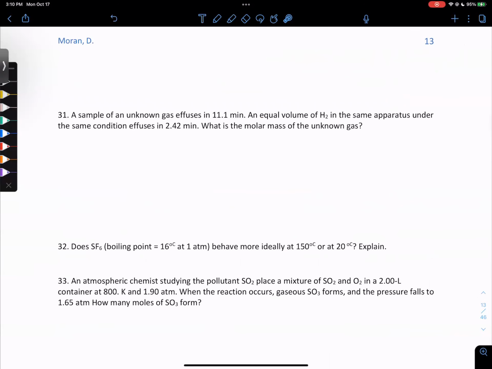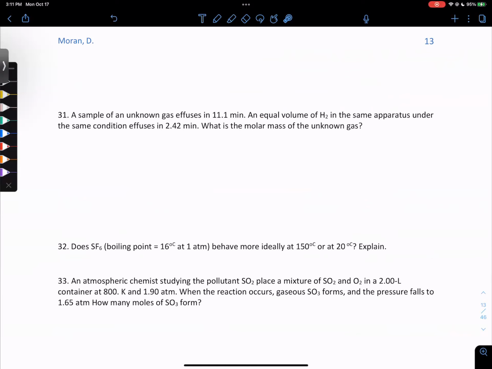An unknown gas effuses in 11.1 minutes. An equal volume of H2 in the same apparatus under the same conditions effuses in 2.42 minutes. What is the molar mass of the unknown gas? So how would we go about this problem? Graham's law of effusion.